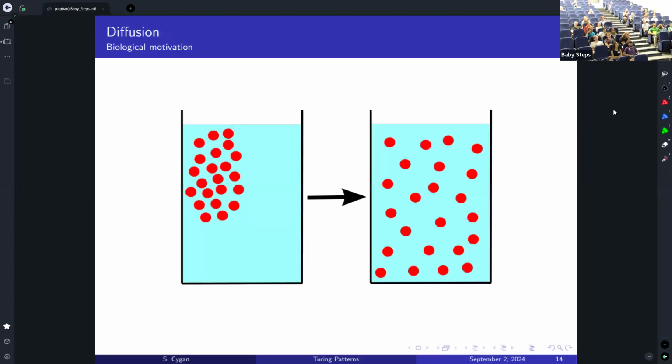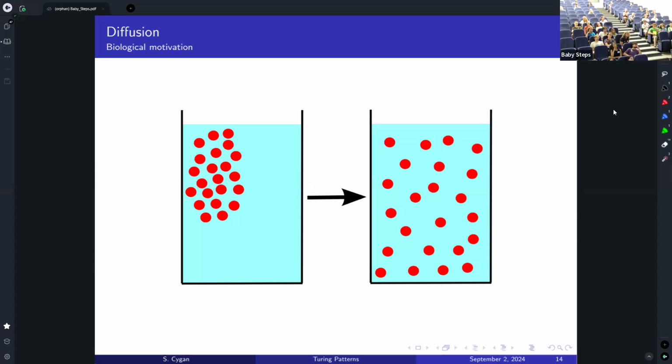In biology, this is a phenomenon which describes the spreading of a substance along the domain. Imagine that there is a substance concentrated at a certain point of the space, and as the time passes, the substance will spread along the whole domain. This is exactly what happens. Every red dot is spreading to some points of this container.